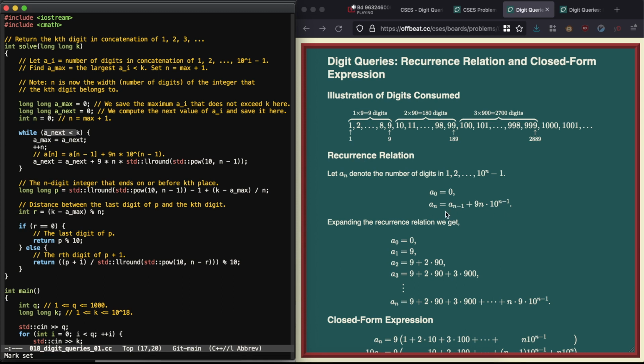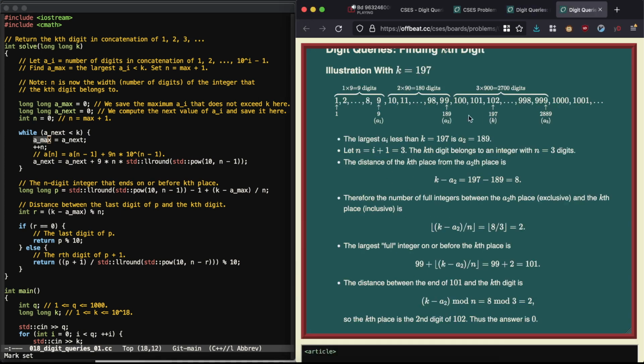So when we reach this place in the code, we have a_max set properly. By set properly, I mean in this example where we are given 197, a_max is set to 189, this first peg number, and n is also set to 3, and that is being done here.